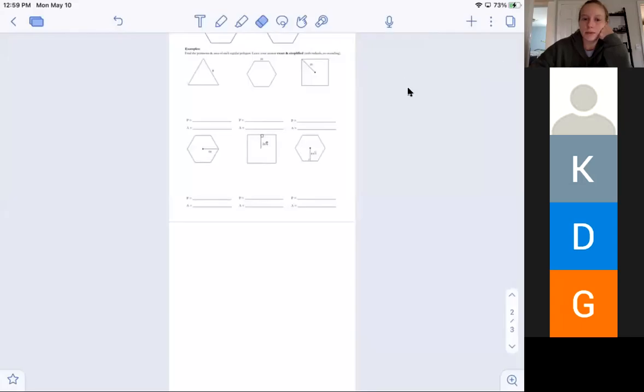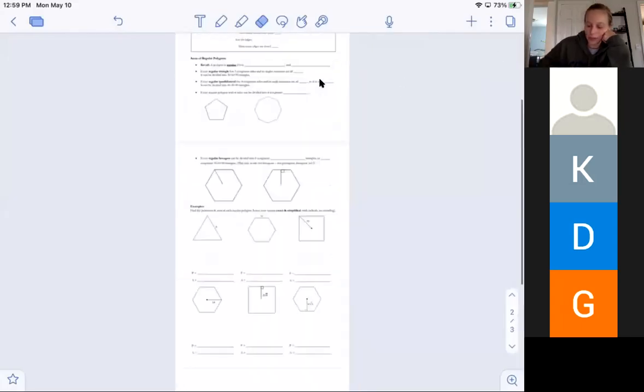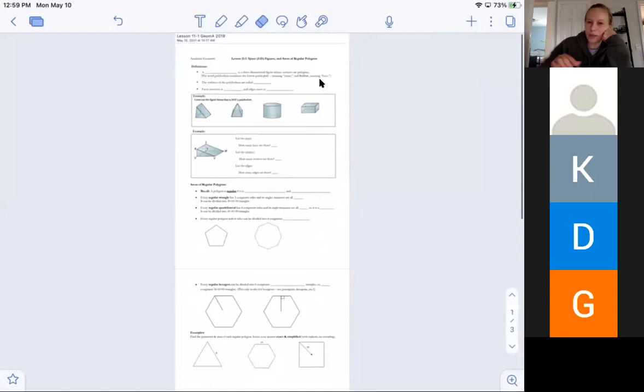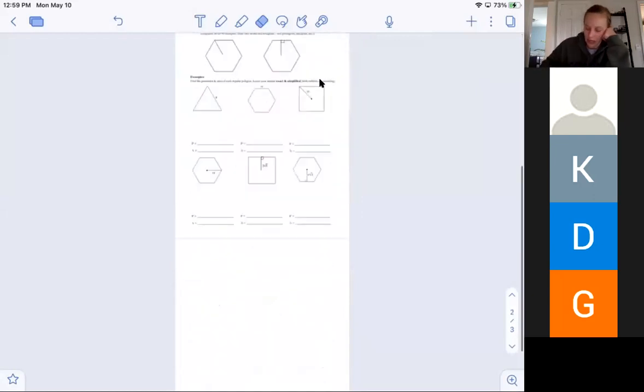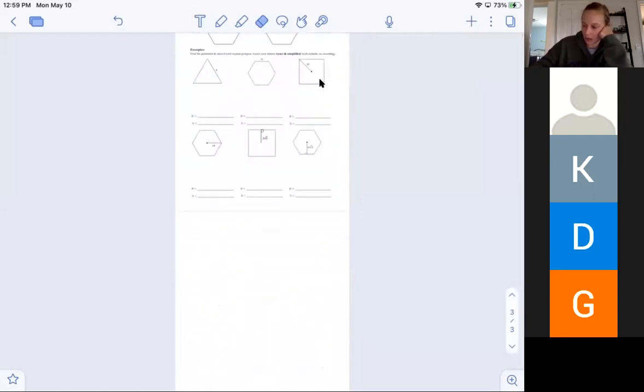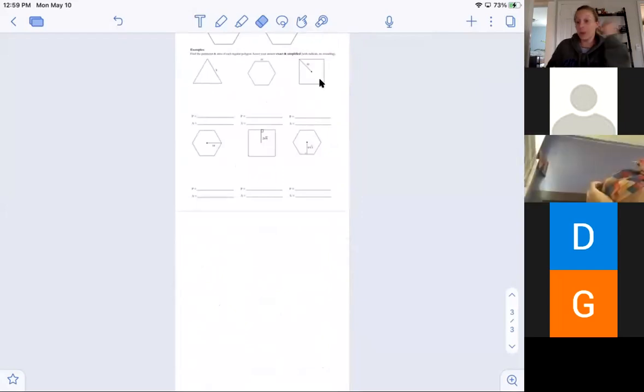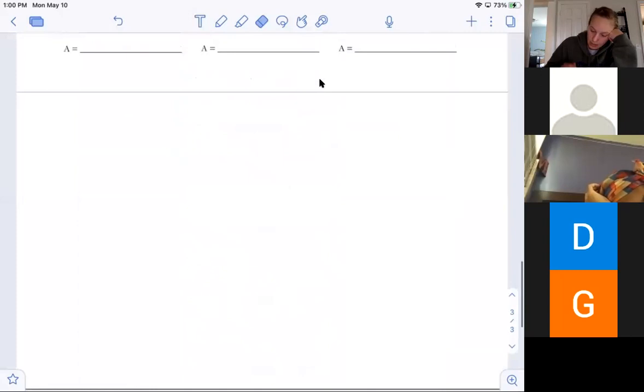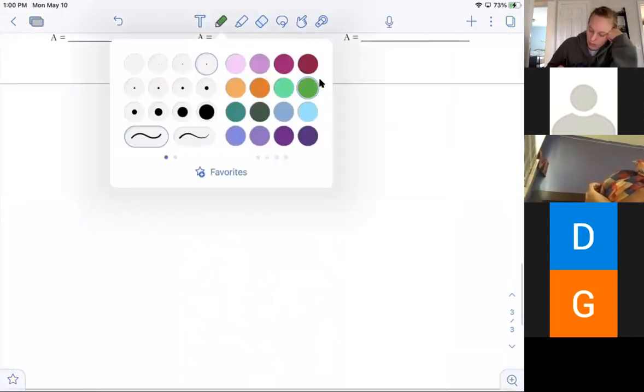Okay, so again, we're doing 11-1, but before we do that, we're going to practice a few things from the end of circles that again was not on your test, but will be on the next assessment that you do. So I'm going to draw a circle.